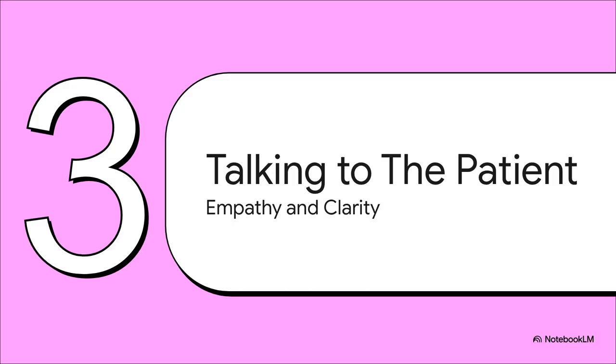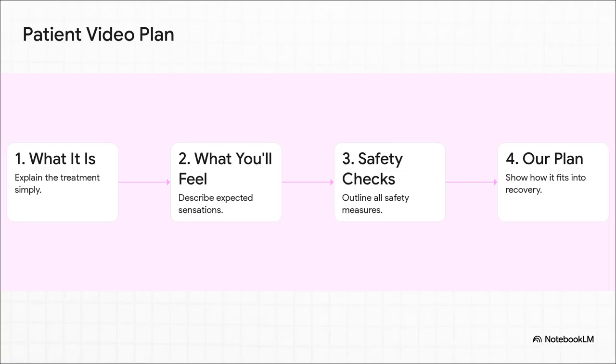All right, let's break down that first challenge, talking to Jordan, the patient. This is all about empathy and making things super clear. And it's a real balancing act, right? How do you explain complex medical stuff in a way that's easy to understand, but without talking down to someone? Well, the assignment actually gives them a roadmap. They're told to structure their explanation around these 4 key points. They have to cover what the treatment actually is, what it's supposed to feel like, all the safety checks they're doing, and then how it all fits into the bigger plan for getting better. You see? It's basically a framework for building trust, step by step.